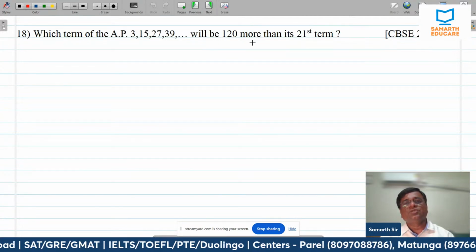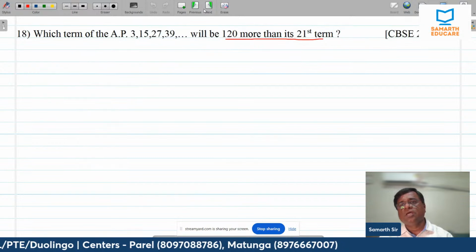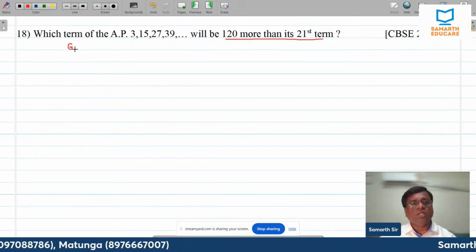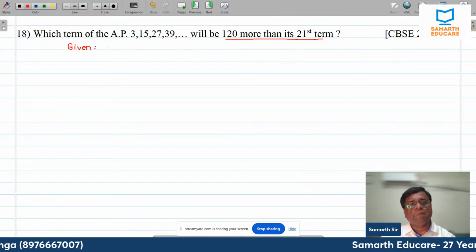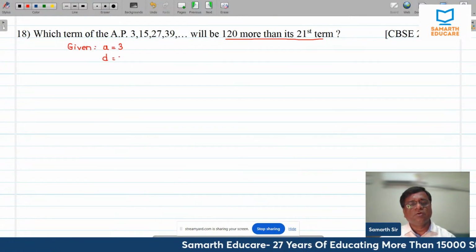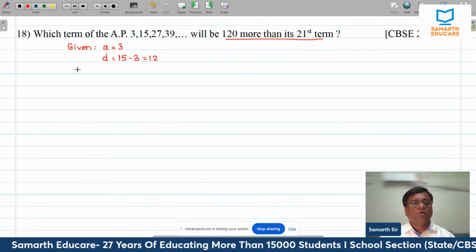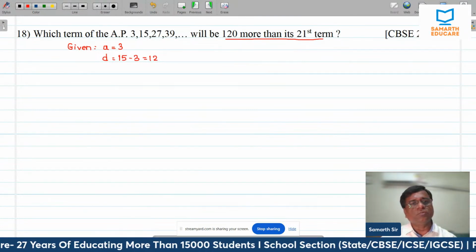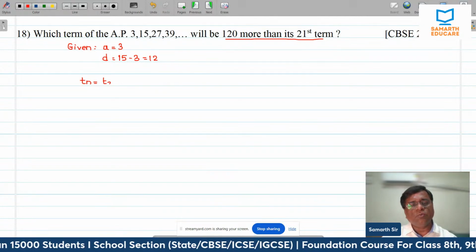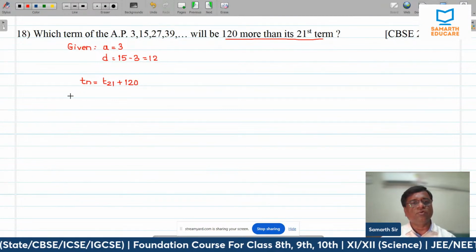Which term is 120 more than the 21st term? Okay, so here given, in other words, A is 3, D is 15 minus 3, which is equal to 12. Now, which term is 120 more than the 21st term? 120 more than the 21st term.